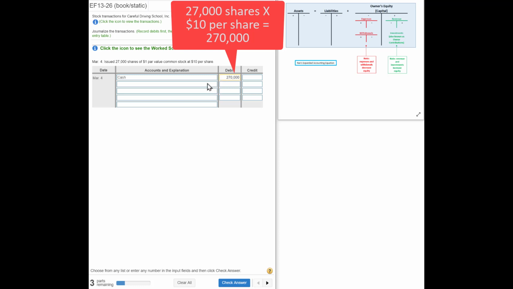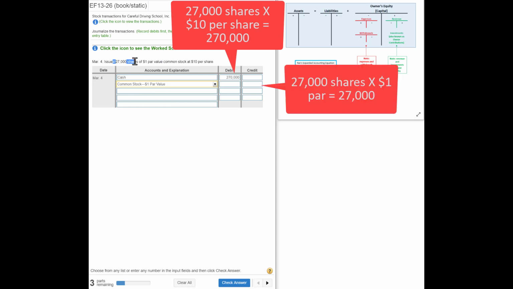And we know we have issued some common stock, and it has to be recorded at the par value. Notice the par value is $1. So $1 par value times 27,000 shares gives us $27,000. Why am I crediting it? Because we have issued more equity, and equity increases on the right side.